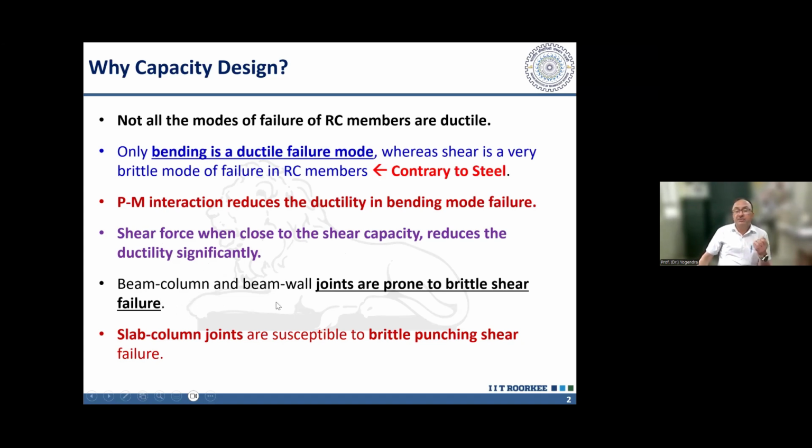And then beam column joints and beam wall joints, those are prone to brittle shear failure. In the joint region, very high shear force develops, and the joints are susceptible to failure in shear. Then slab column joints, or the flat slab construction. There the joints are susceptible to brittle punching shear failure. So all these brittle modes are to be avoided, and the desirable mode, that is only the flexural mode in this case, that is to be promoted. We have to ensure that failure takes place in ductile mode, in flexural mode, and all other brittle modes are to be avoided.